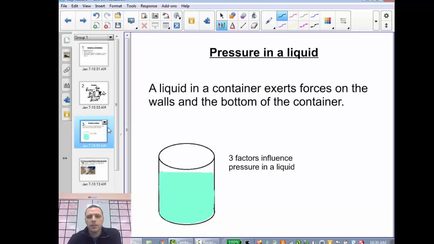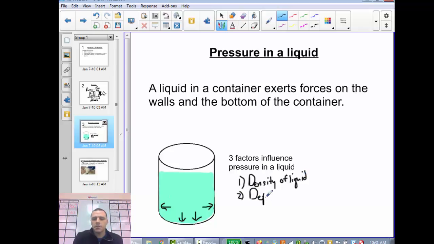A liquid in a container exerts forces on the walls and the bottom of the container. So at different parts in a liquid, there is pressure on every single wall when you put a liquid in a container. And there are three things that factor into this pressure. The first thing is the density of the liquid. The second thing is the depth that you're at. And the third thing is just gravity.